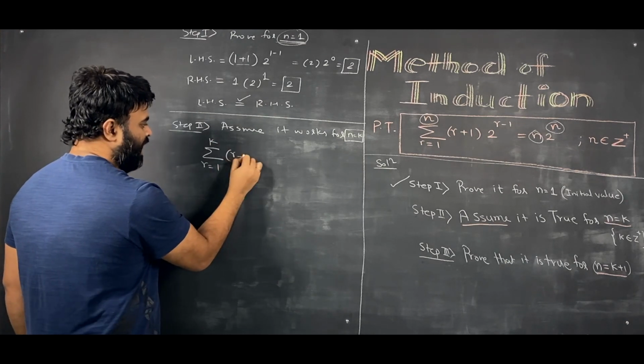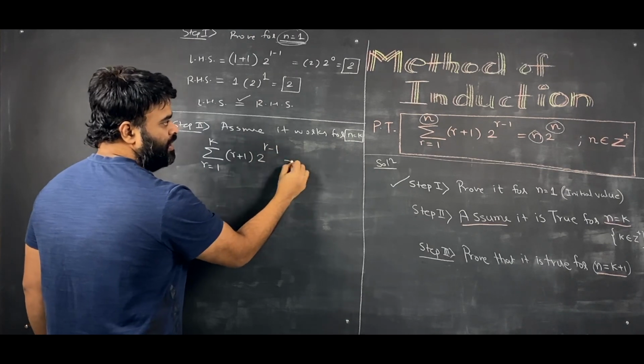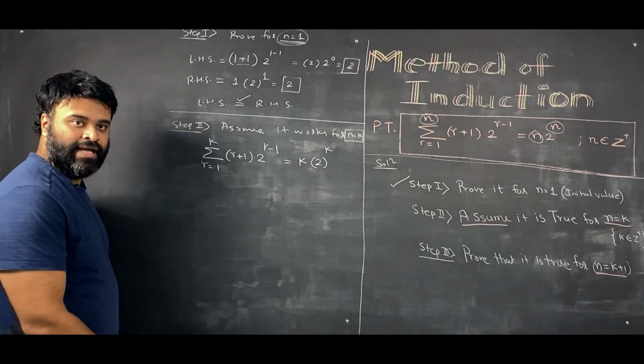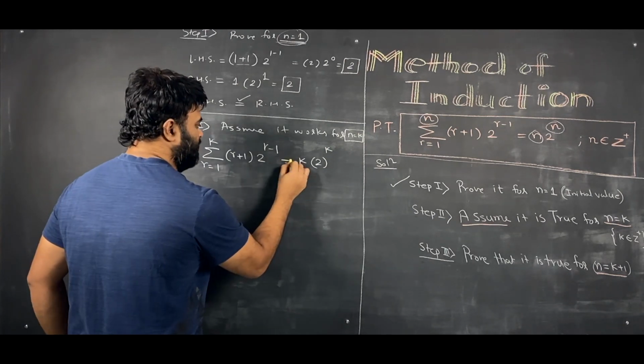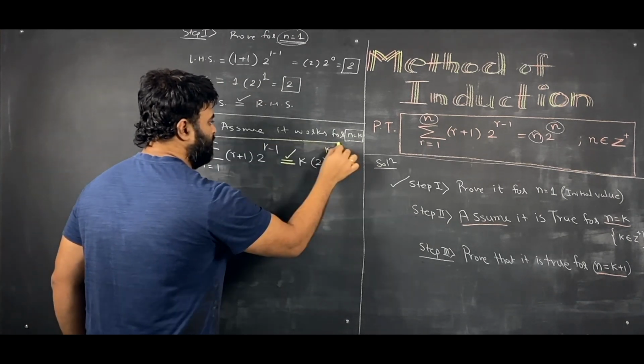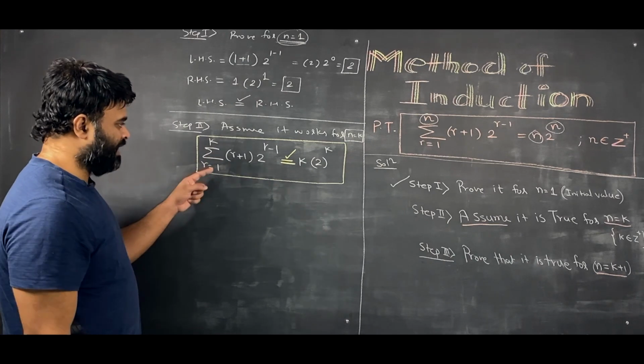This is r plus 1, 2 raised to r minus 1 is equal to k, 2 raised to k, right? And I am not questioning this. I am saying that this works. So we know that this is equal. That's step 2.